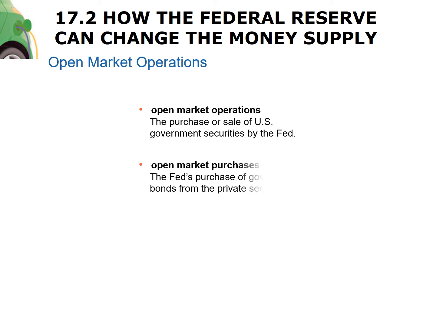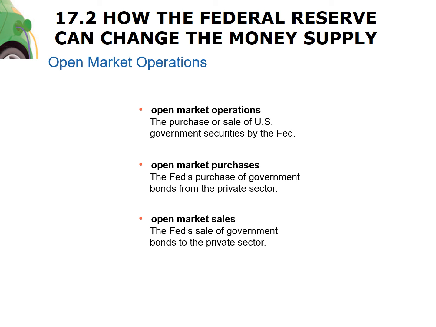Now I'm going to discuss how the Federal Reserve Bank uses open market operations, via open market purchases as well as via open market sales, to manipulate the money supply situation in the marketplace. So start out with a scenario.